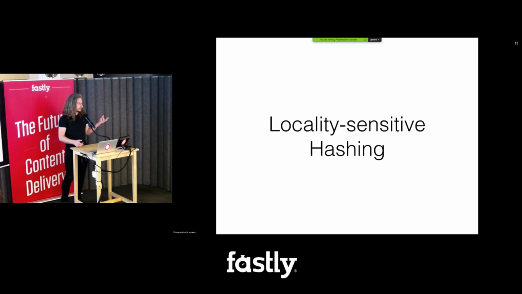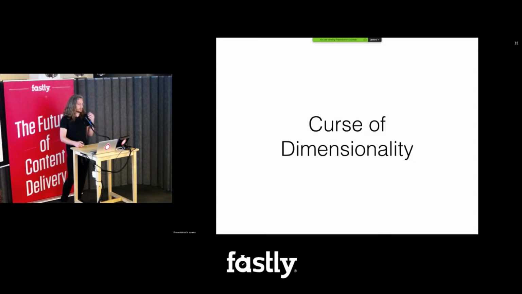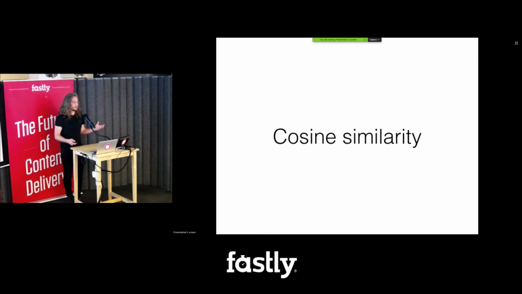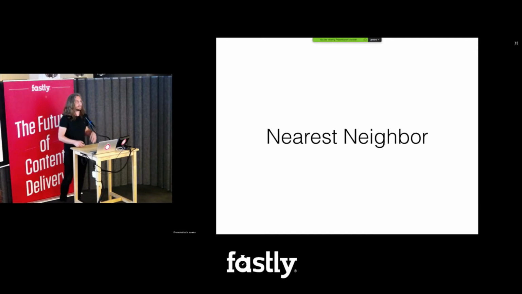Right, so we're going to talk about locality-sensitive hashing, but I wanted to give some of the reasons why we were using this. So before we can talk about locality-sensitive hashing, first we have to talk about the curse of dimensionality. But I guess before we can get into that, we have to talk about cosine similarity. And before we can get to cosine similarity, we have to talk about vector spaces. And before we talk about vector spaces, we need to talk about feature selection. And before we talk about feature selection, we need to talk about nearest neighbor. Okay, so let's do this. I think we can do this in like 10 minutes. It's going to be fine.